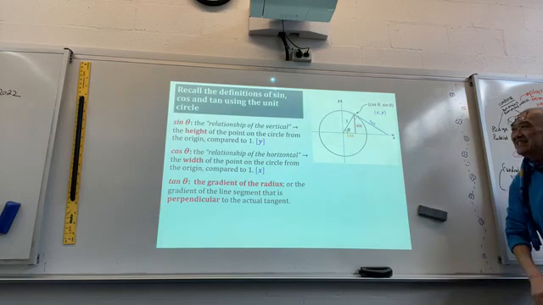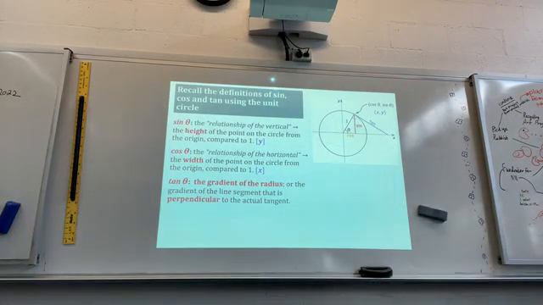Now, let's think about the definition of sine, cosine, and tangent using the unit circle. Sine theta is the relationship of the vertical. That is the height of the point on the circle from the origin compared to 1, which is y. So think about it with Pythagoras' theorem. Sine theta is opposite over hypotenuse. The hypotenuse is the radius, which is 1. And the height is y. Y over 1 is sine theta.